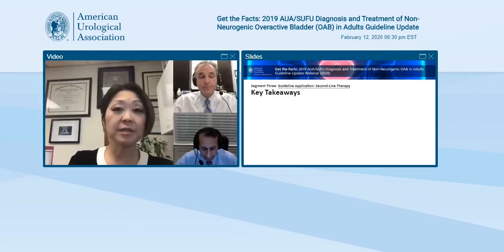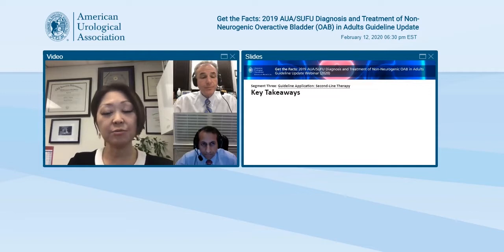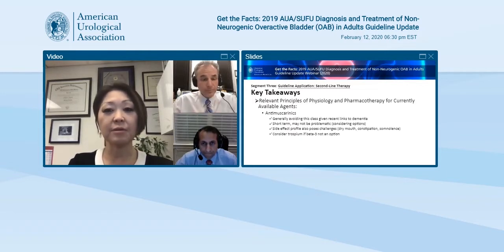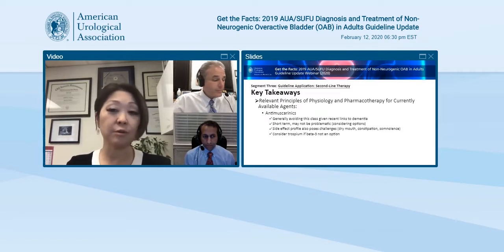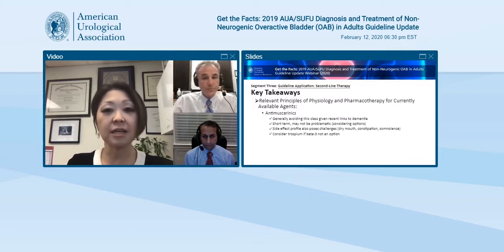So we touched upon this a little bit earlier, but with the antimuscarinic medications, we really have to think about the mechanism of action and the potential side effects because of this. The dry mouth and constipation and cognitive side effects such as somnolence or memory issues and perhaps dementia now, with some of the new data coming out, are very important to consider. Short term, probably not as much of a concern, but longer term, that really can have an impact on quality of life and overall safety for the patient.